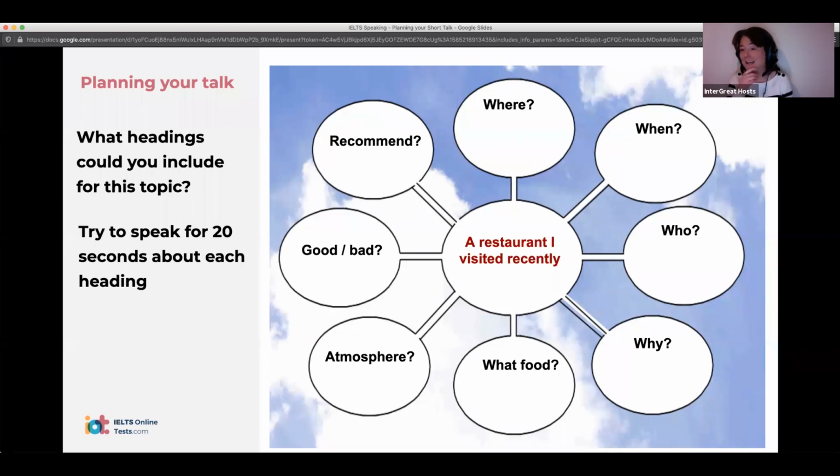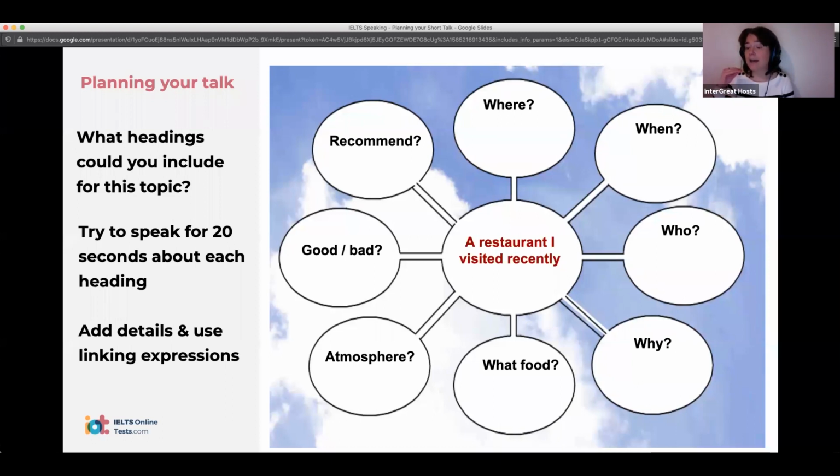And a good little test you can do for yourself is that you can try and talk for 20 seconds on each of those points. So could you talk for 20 seconds about where the restaurant was? Could you talk for 20 seconds about who you went with? So I think that's a really good exercise, because that means you have to talk in detail, and then you can see how you can expand on these areas, and you can add in lots of detail to make sure you speak for the full time. So try doing that, yeah? Try and speak for 20 seconds on each of those headings, okay? And with lots of detail.